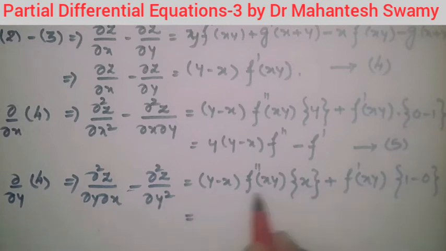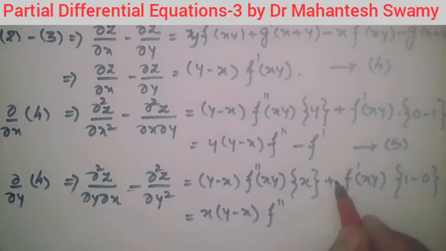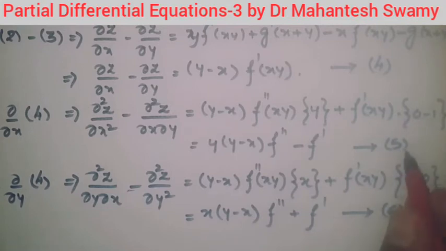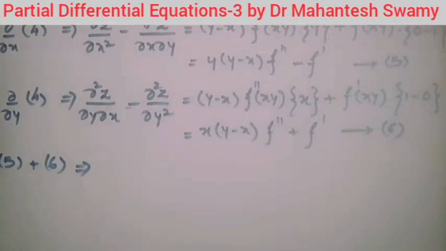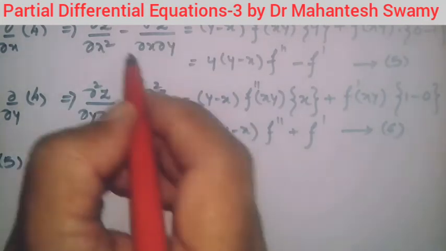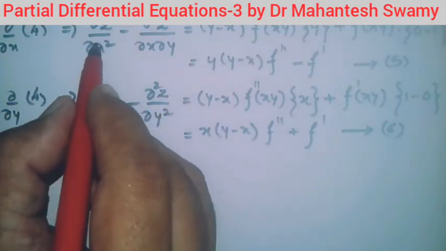Now this is equal to x into bracket (y − x) into f″, plus f′, so it is equation number 6 if we call. Now again we are observing here between 5 and 6 it is easy to cancel f′ with minus f′ if we consider equation 5 plus equation 6. So when we add equation 5 plus equation 6, at the same time we will make use of the notations. Let us keep ∂² as it is at this moment.